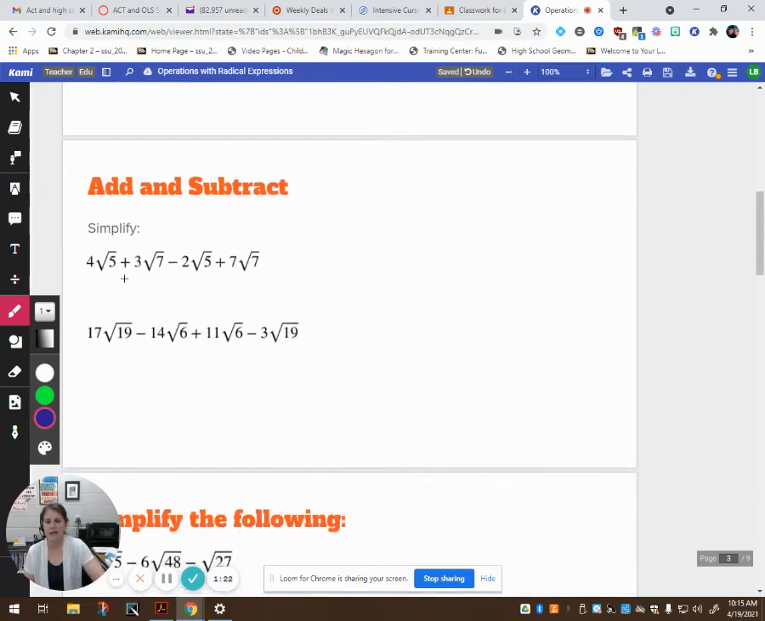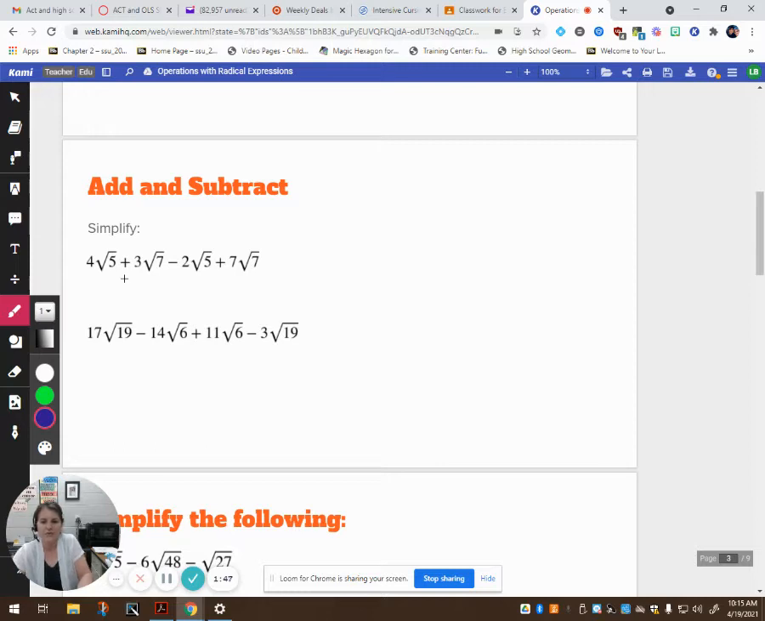So when I'm looking at this first problem here, 4 radical 5 plus 3 radical 7 minus 2 radical 5 plus 7 radical 7, I can't combine all of these. I have radical 5s and 7s. I can combine my radical 5s together and my radical 7 terms together, but I cannot say what radical 5 plus radical 7 is without doing a whole lot more work.